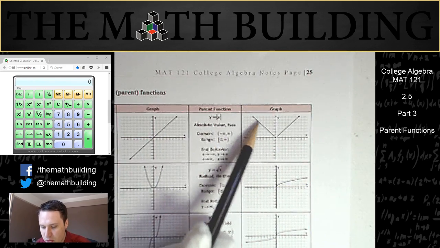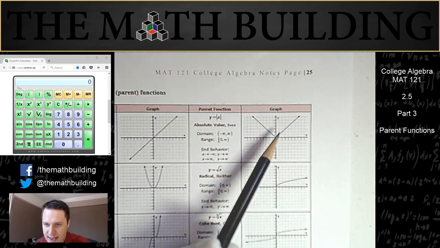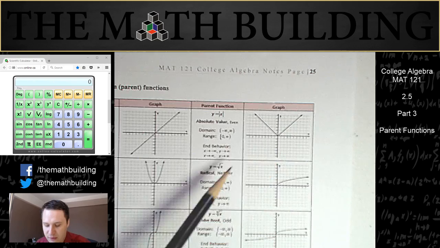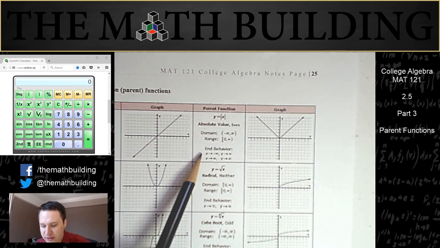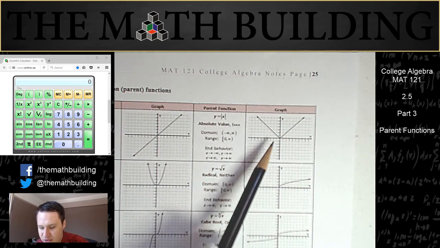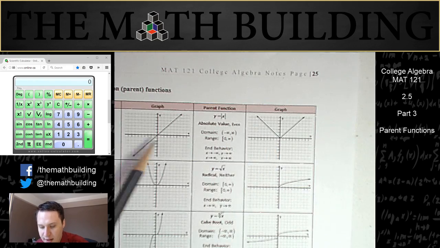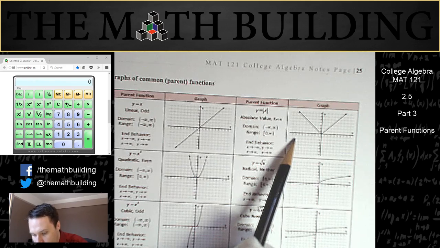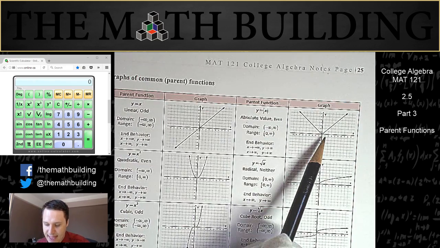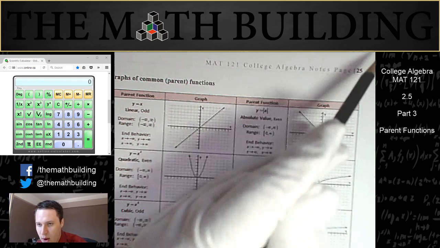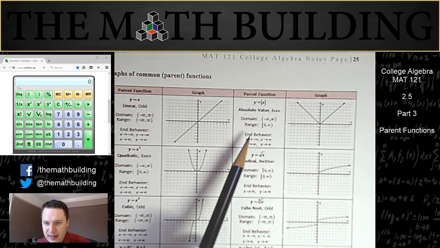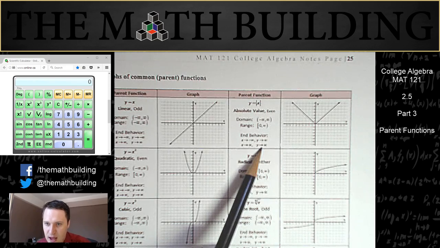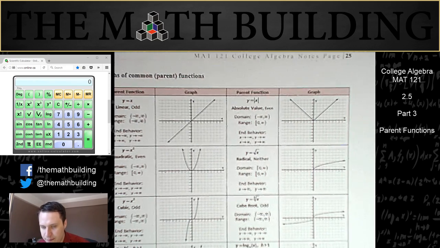It's an even function, which means that it's symmetrical across the y-axis. And so if this was a mirror, you could see that it's going in both directions. End behavior is a little bit different. We see that x goes to negative infinity. Unlike the line, as x goes to negative infinity, y goes up to positive infinity. And as x goes to positive infinity, y goes up forever. So we see that these two are both going y to positive infinity and not one and then the other.